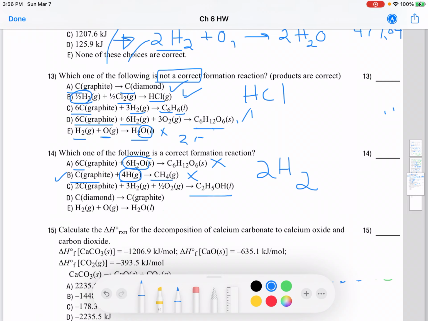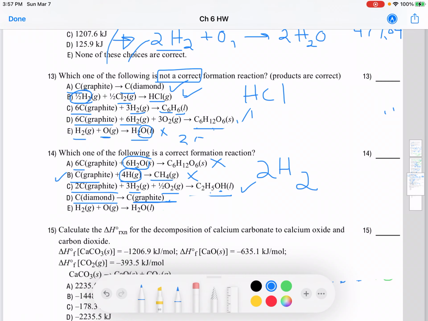So that's not correct either for hydrogen. This one, there are 2 carbons. That's correct. There are 5 plus 1, 6 hydrogen. So 3 hydrogen, that's written correct. 3 times 2. And 1 oxygen, half oxygen. So that's correct. And then the carbon diamond going to carbon graphite. That's also correct. Diamond can become graphite with time. And then it's asking for a correct formation reaction. Well, graphite doesn't form from the carbon diamond. Diamond is being formed from graphite. So that's not correct either.